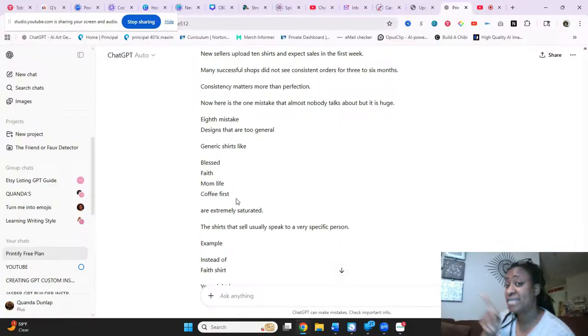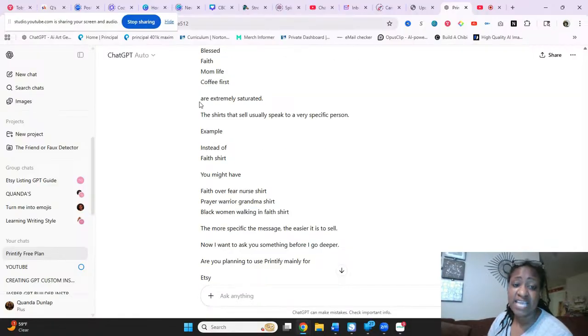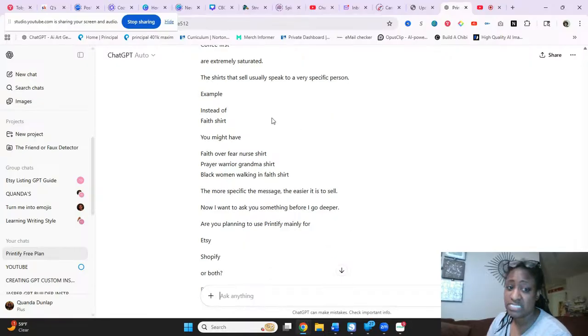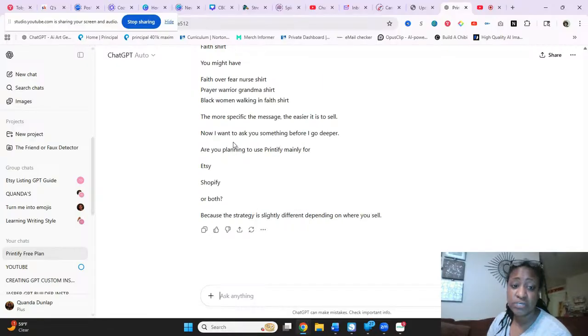You know how I know? Because I saw it over there. But anyway, it says they are extremely saturated. The shirts that sell usually speak to a very specific person. Example, instead of Faith shirt, you might have Faith over Fear nurse shirt, Prayer word grandma shirt, Black women walking in faith shirt. Okay. I see you. The more specific the message, the easier it is to sell.